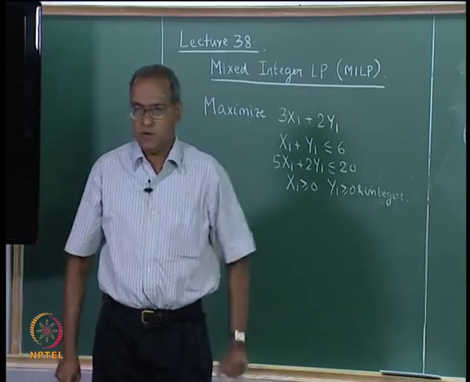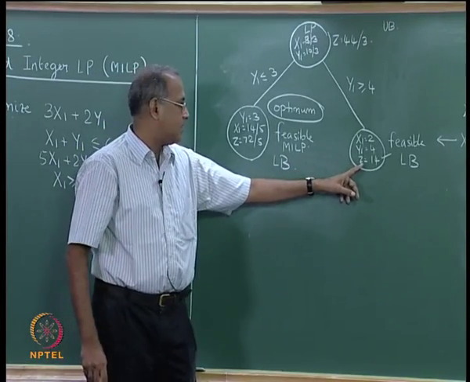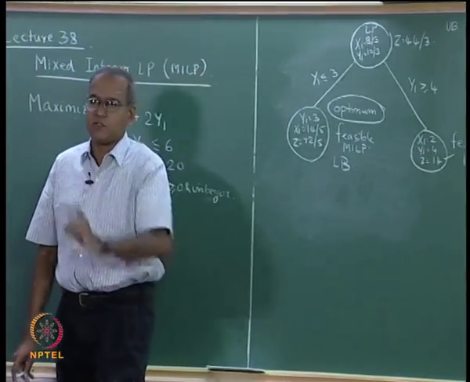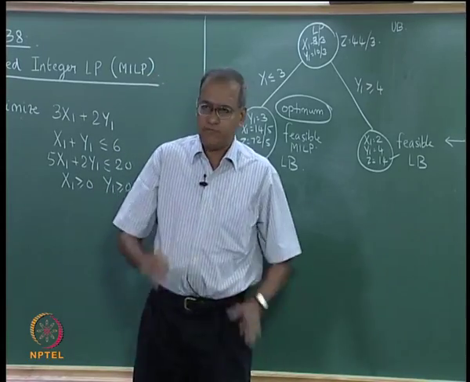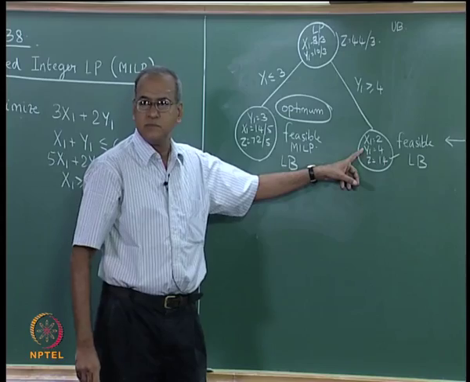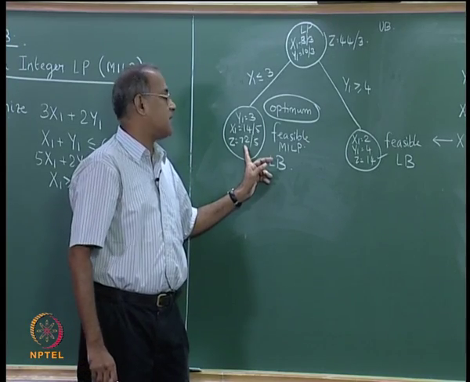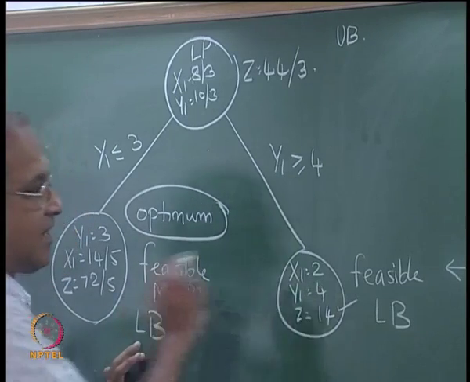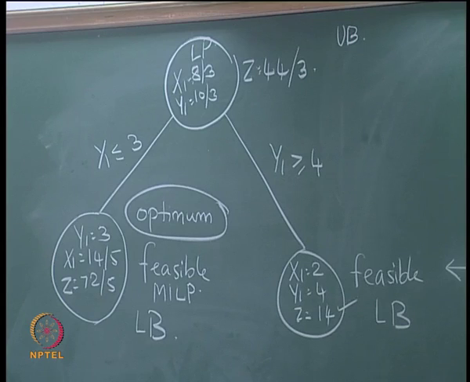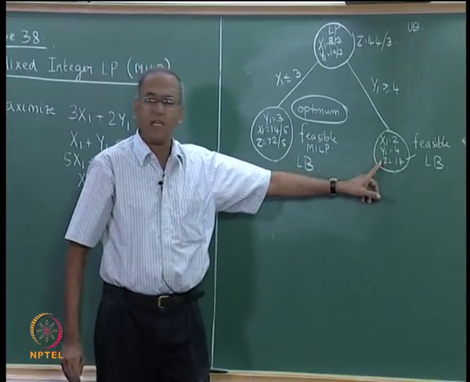And the third is called fathoming by the bound. For example, if this node had not given us a feasible solution to the MILP, but had given us a solution with y taking a fractional value, and the objective function value same as 14, say with y taking a value like 4.1 or 4.2, we can still fathom it by bound, because by adding constraints and by proceeding downwards, we will only get values which are 14 or less.